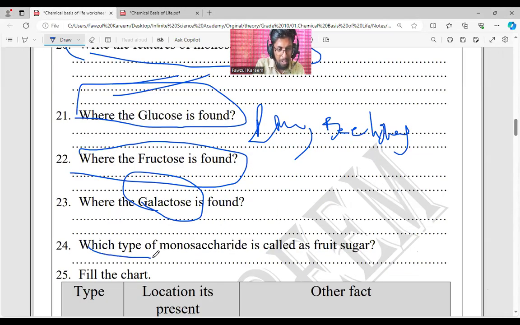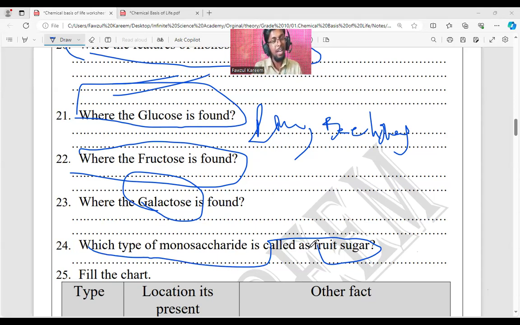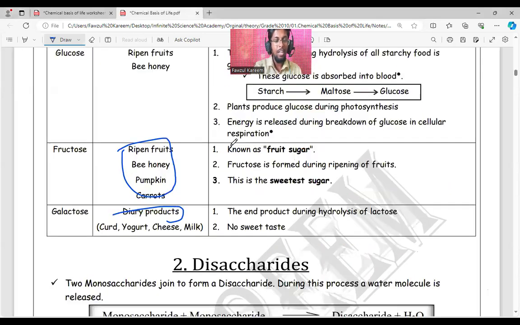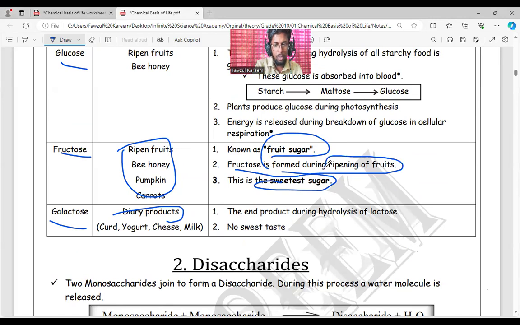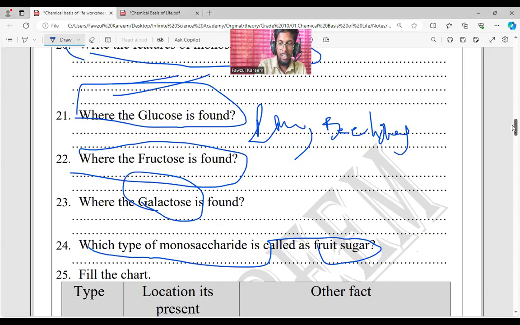Then next question. Which monosaccharide is called fruit sugar? Fructose. That is a sweeter sugar, right? Out of glucose, fructose and galactose, fructose is the sweetest sugar, and it is known as fruit sugar. Fructose is produced during the ripening of fruits. Okay. The next question. Fill the chart.